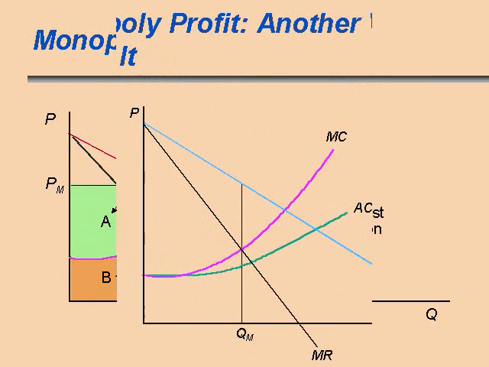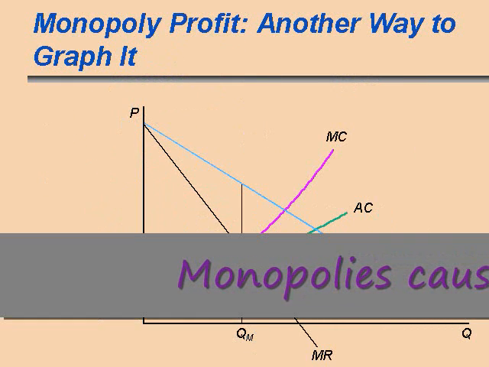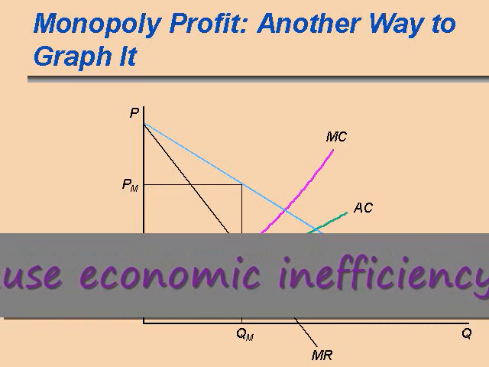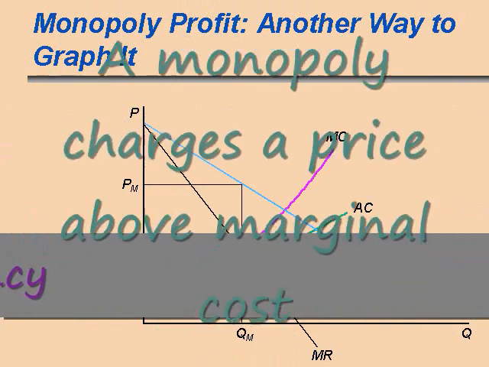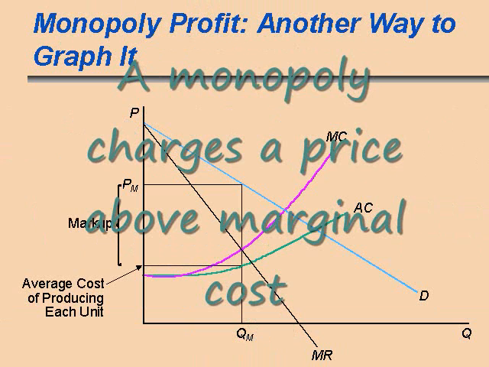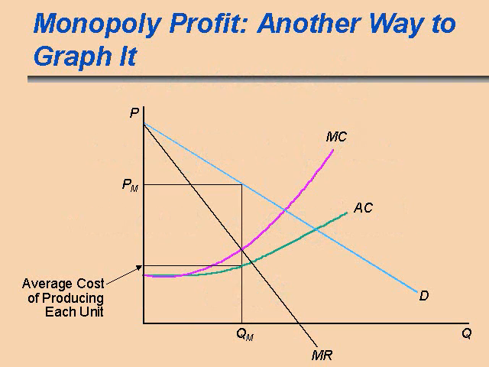Deadweight social loss from monopoly. Monopolies cause economic inefficiency. A monopoly charges a price above marginal cost. Monopolies do not sell additional units of a good even though people will pay for it.